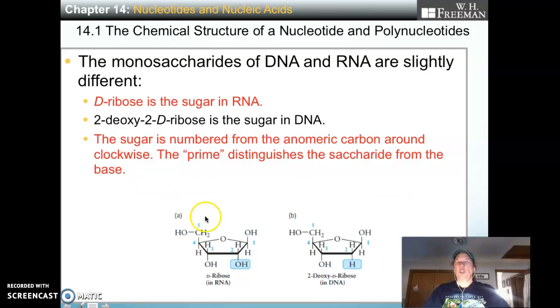Here's the sugar, the monosaccharide. The only difference really is if you look at deoxyribose, it has just a hydrogen here, where ribose has an OH group here. So deoxy, one less oxygen. So this is the sugar in DNA, this is the sugar in RNA. And when they talk about counting, the prime number is here, it starts at this one and it goes around. So it's 1, 2, 3, 4, 5. Same here, 1, 2, 3, 4, 5.